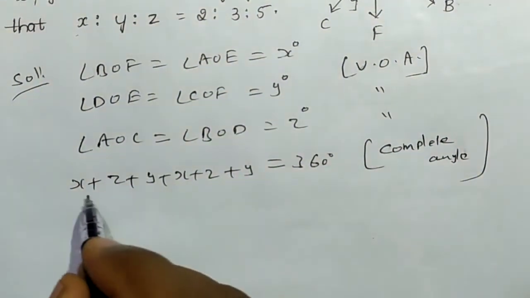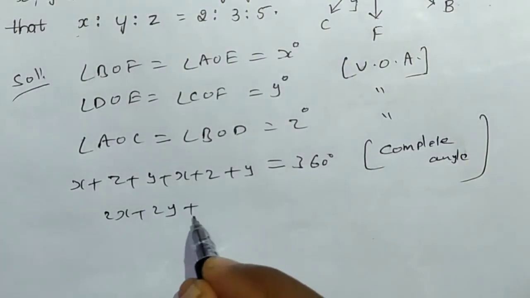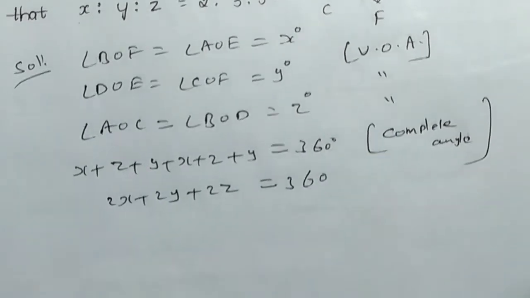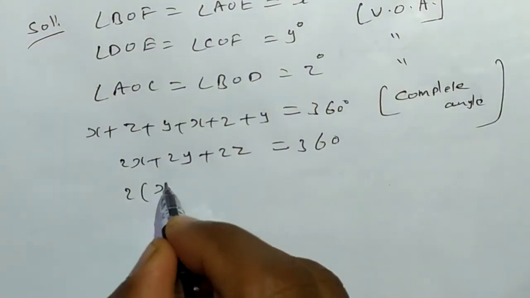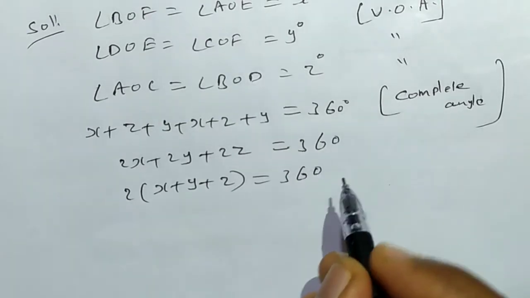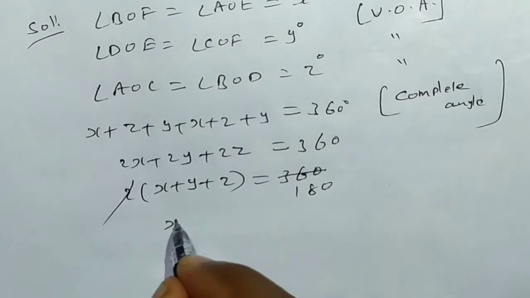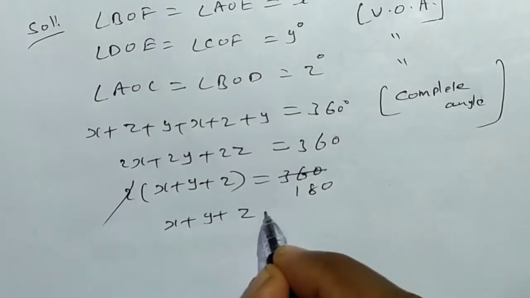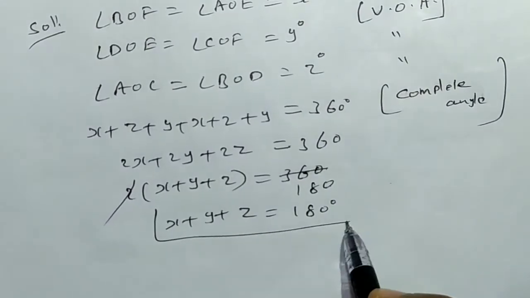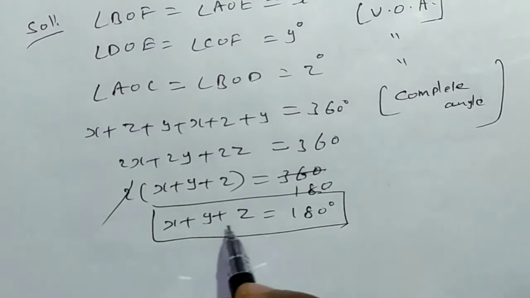Here, how many X's are there? 2X, plus Y plus Y is 2Y, plus Z plus Z is 2Z, equal to 360 degrees. Take 2 common: 2 of X plus Y plus Z is equal to 360 degrees. Now cancel: 2 ones are 2, 180s are. So X plus Y plus Z is equal to 180 degrees. We know the sum of X, Y, Z is 180.